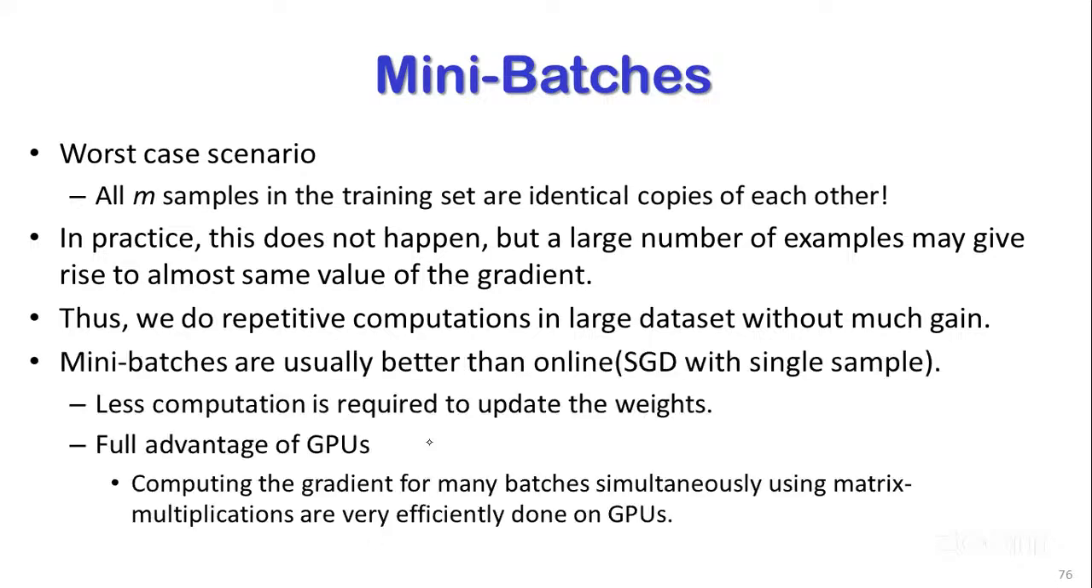So mini batches are usually better than your SGD, where typically SGD means we use a single example. Mini batch is a small subset. So this is better than SGD. How? Because here, as compared to gradient descent, less computation is required to update the weights. Instead of the entire set, you are now using just a small subset, and then you can take full advantage of GPUs.